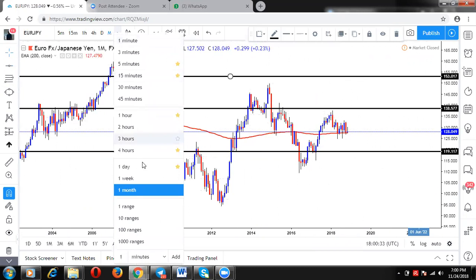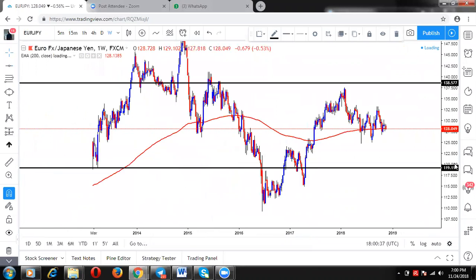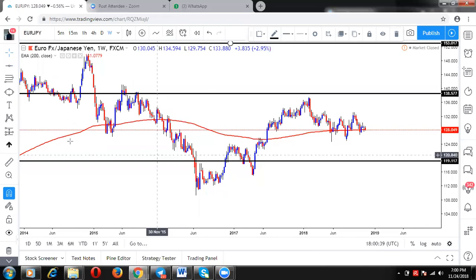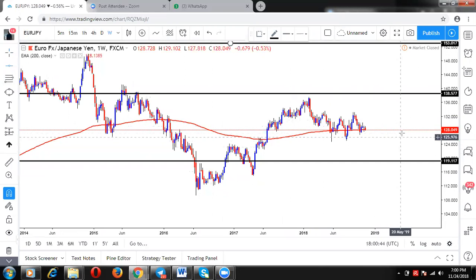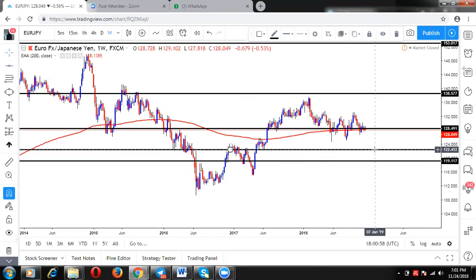So the next thing we'll do, we're going to go to the weekly. On the weekly, we'll mark up our support and resistance zone. I'm going to find the key areas I have here. I have somewhere here, so I'm going to mark this up. We still have somewhere here. I'll mark this up.